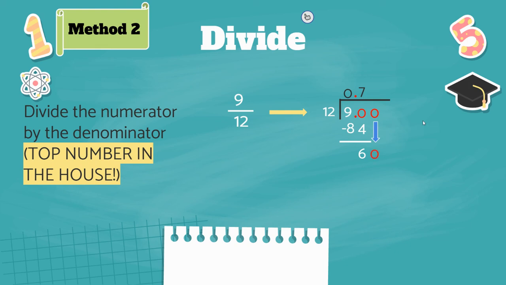Now I have 60 divided by 12. 5. Excellent. 60 divided by 12 is 5. 12 times 5 is 60, and we subtract. You end up with 0, nothing left, nothing to bring down, which means your answer is on top of the house, 0.75 or 75 hundredths. You like dividing or you like equivalent fractions better? Dividing.